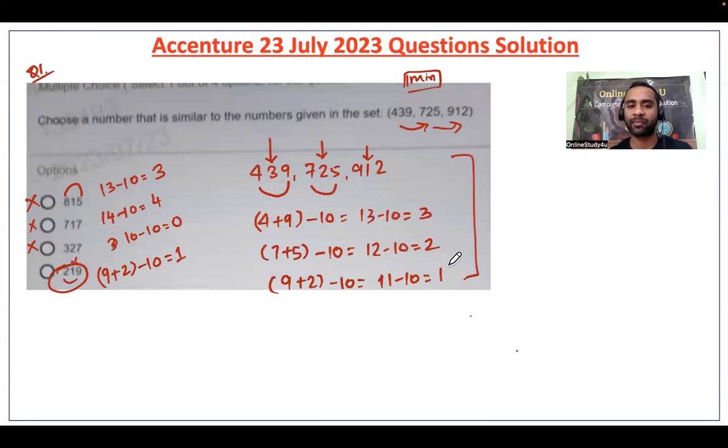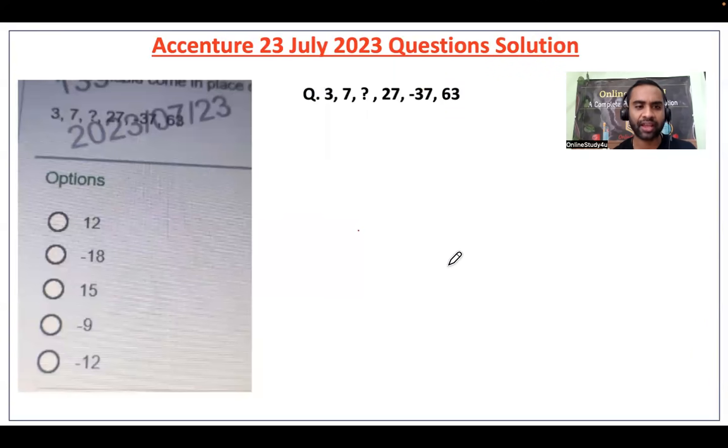So choose a number that is similar to the numbers given in the set. Now question number 2. I don't think many of you would have solved this question in the examination. The logic is quite weird here. Friends, 3, 7, 27, minus 63. So basically 3 is there, 7 is there, and then there will be a value. It's very difficult to figure out whether the value will be negative or positive. But anyway, the first difference is 4.